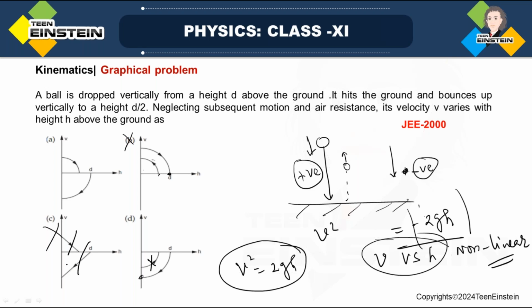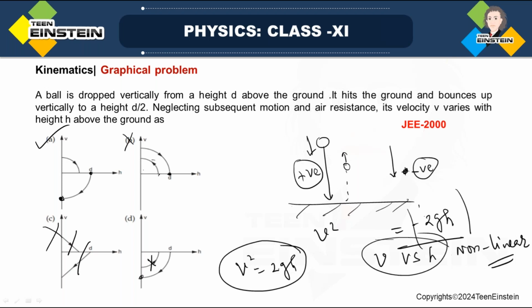So the remaining is the first one, which will be the answer for this question. Let me just explain here. See, at a particular height it was at D. Now it is coming down, so velocity increases. But if I say the direction is opposite, let us take that as minus, because velocity becomes maximum when it is reaching the ground. Reaching the ground, but in which direction? It is in the negative direction.